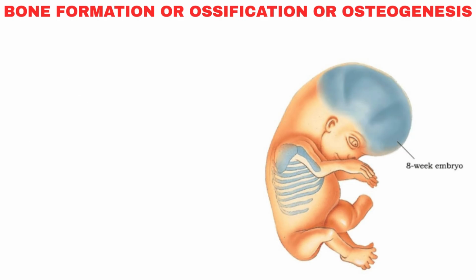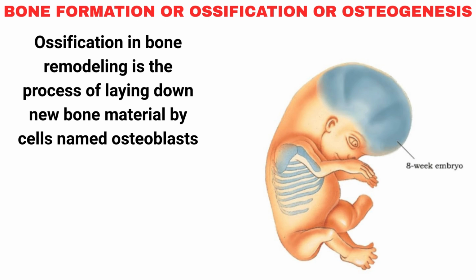In embryos, ossification as well as osteogenesis leads to formation of the skeleton. Later in development, bone growth occurs until early adulthood. Throughout life, the bones can become thicker. Ossification in bone remodeling is a process of laying down new bone materials by cells named osteoblasts. It is synonymous with bone tissue formation.